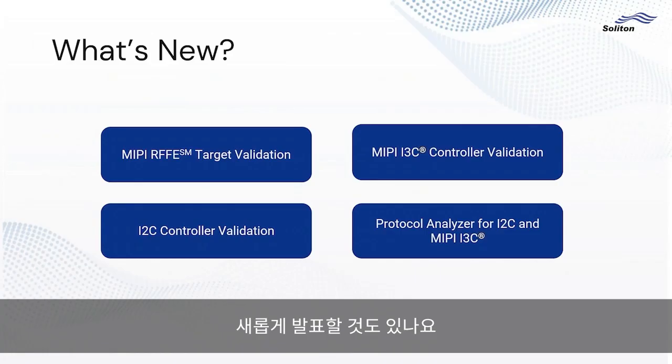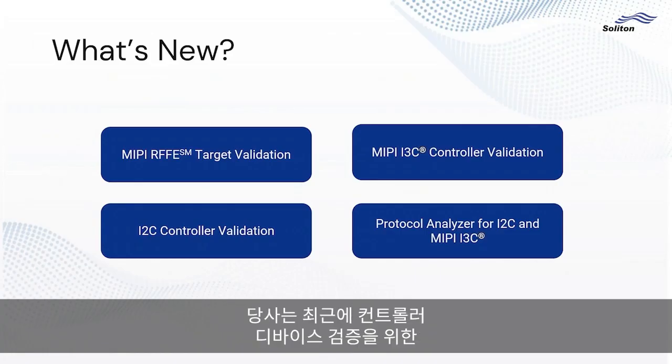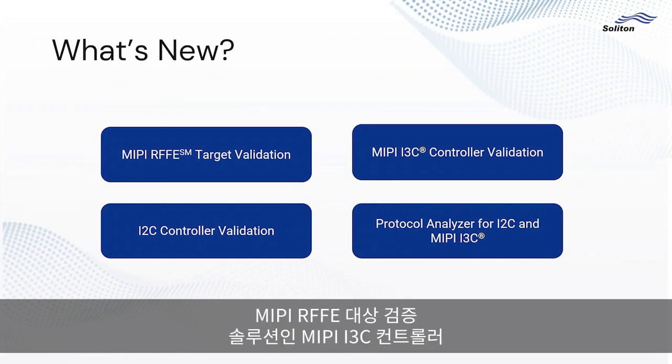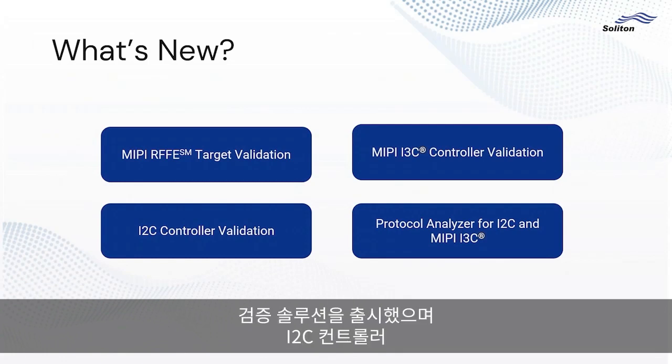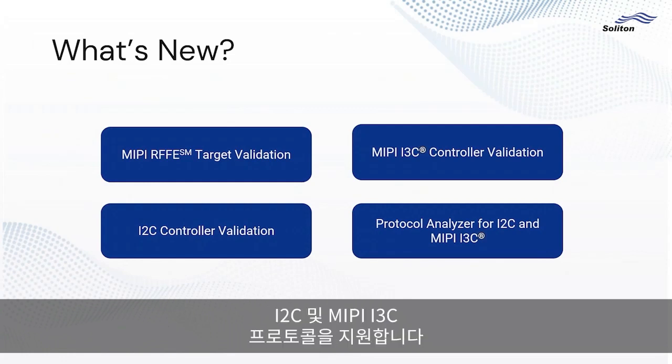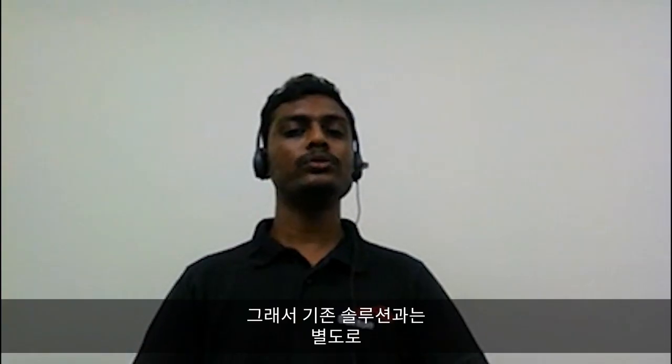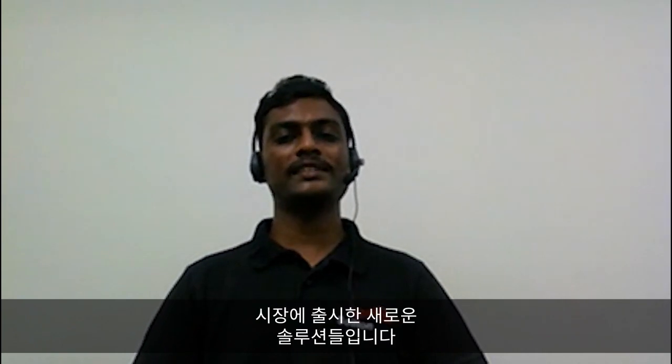So what's new? We have recently launched the MIPI RFFE target validation solution, the MIPI I3C controller validation solution to validate controller devices, and also a solution to validate I2C controller devices. So these three are for the protocol validation space. And as Mike mentioned earlier, we have recently launched a protocol analyzer, which helps the user analyze the protocol, sniff the protocol bus, understand what's happening there, and make measurements. We support I2C and MIPI I3C as a first step for the protocol analyzer. These are the new solutions we have launched apart from the existing solution.